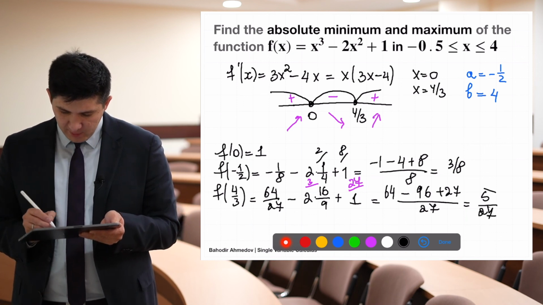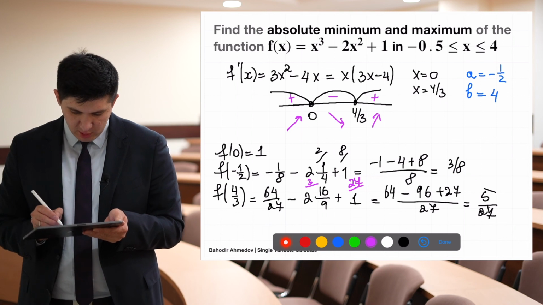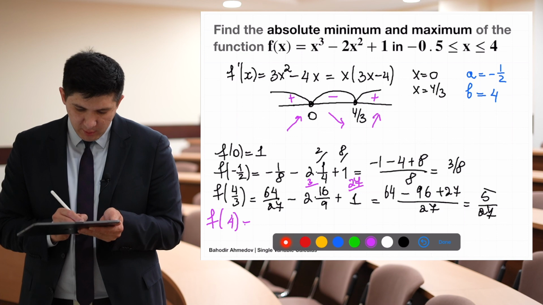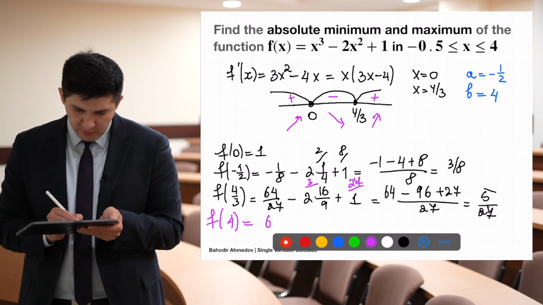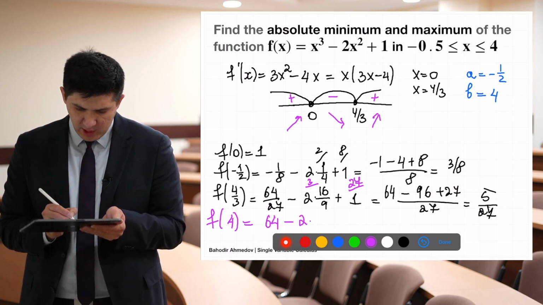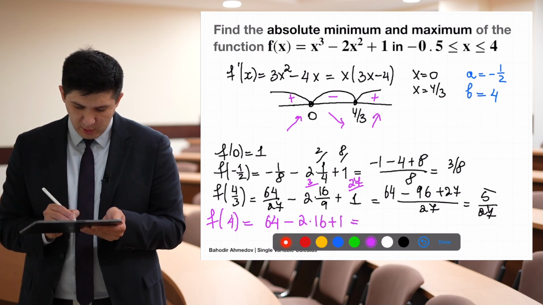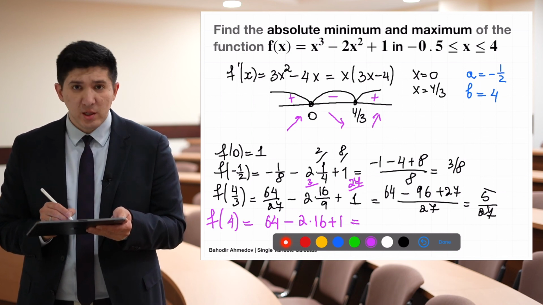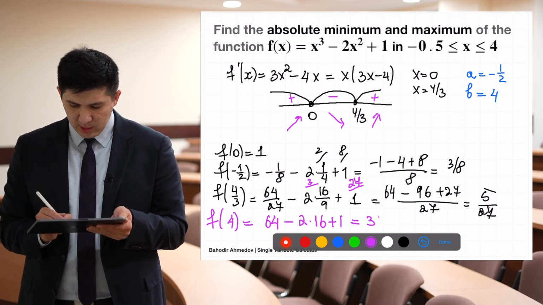And the last value, at 4, I'm going to calculate just here. So f of 4 is going to be equal to 64 minus 2 times 16 plus 1. So this is 32, so 64 minus 32 is 32, plus 1, it's going to be 33.